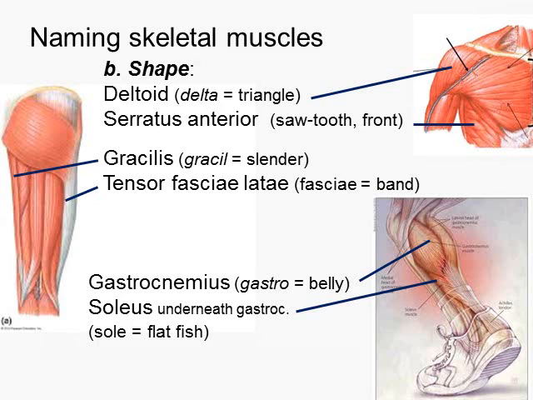Gastrocnemius, gastro means belly. It's sort of a belly-shaped muscle. And soleus, think of sole, fillet of sole, flatfish. You see how we're running into many of these words again?